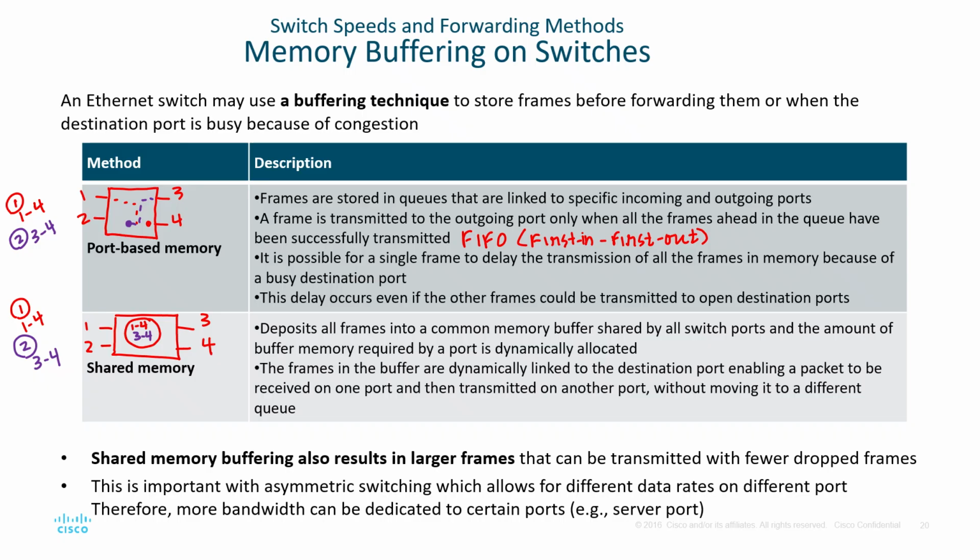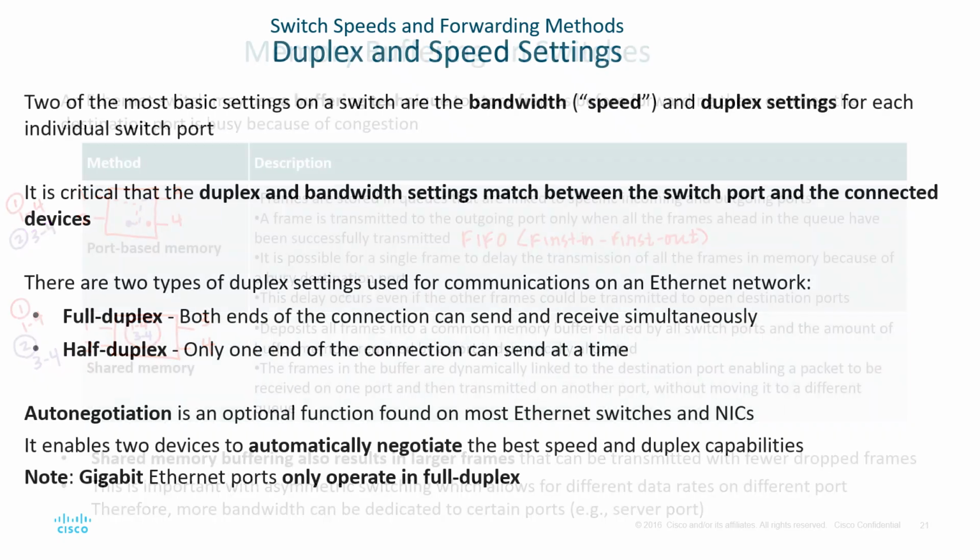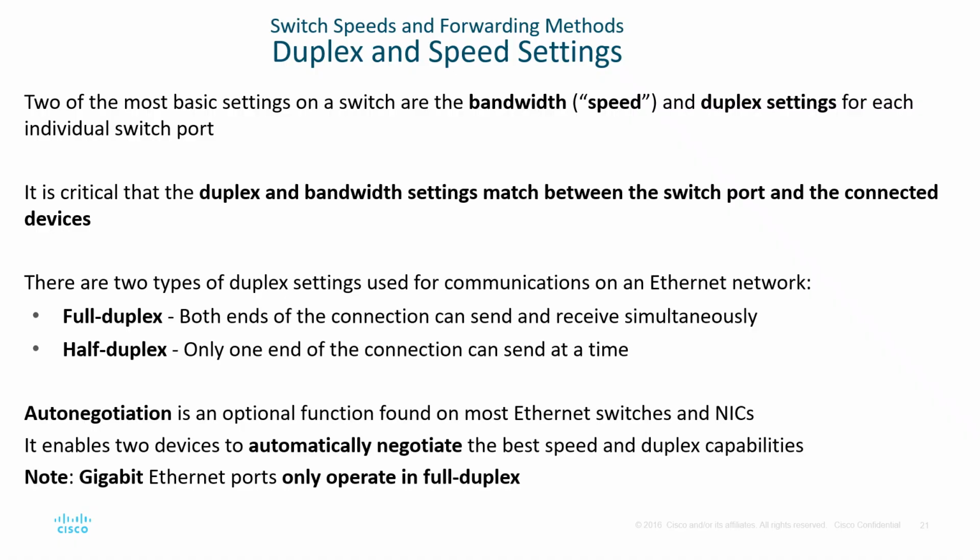More bandwidth can be dedicated to certain ports, something like a server port, where you would have multiple other devices trying to speak to that one port. Now, two of the most basic settings on a switch are the bandwidth, referred to as speed, and duplex settings for each individual switch port. It is critical that the duplex and bandwidth settings match between the switch ports and the connected devices. Again, looking back, there are 2 different types of duplex.